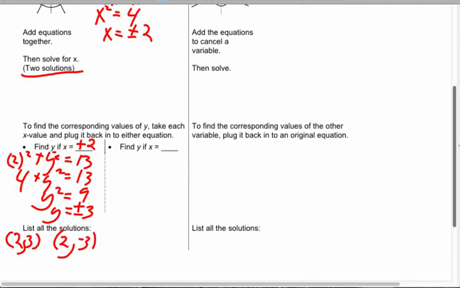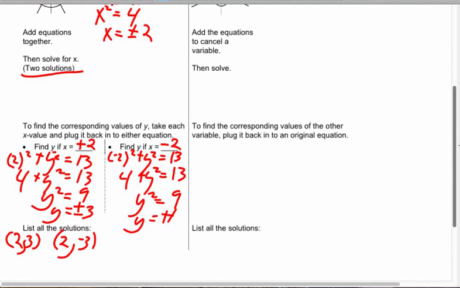So now we come back up and find y when x is negative 2. So now I'm going to have negative 2 squared plus y squared equals 13. 4 plus y squared equals 13. Y squared equals 9. Y equals plus and minus 3. And my solutions here would be negative 2, positive 3, and negative 2, negative 3. And there are all four of my solutions.